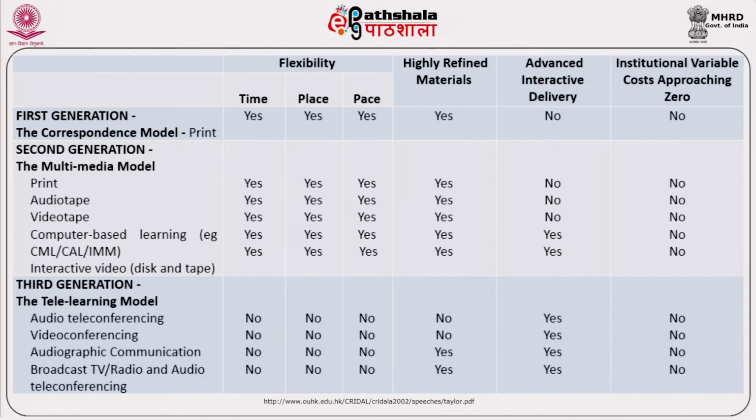The interactivity available was zero initially, which has gone to some interactivity till the third generation of distance education. Institutional cost was not at all approaching zero in the beginning. So, we have seen that even in the first generation, this institutional cost was high, and even till the third generation, the institutions were not successful in reducing this cost to almost zero.